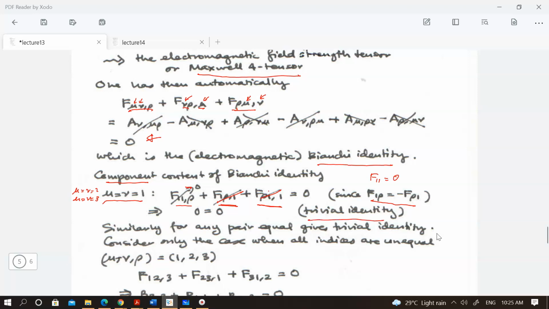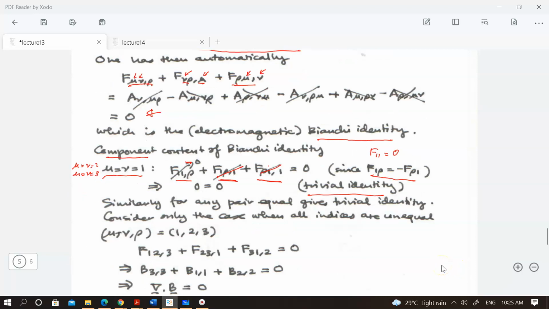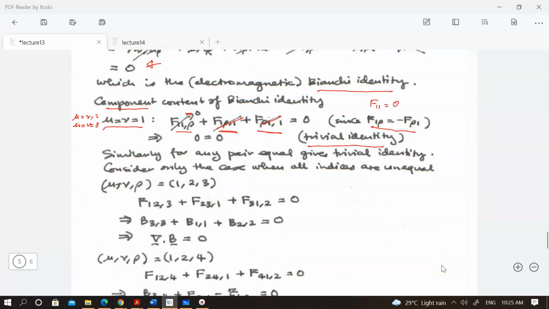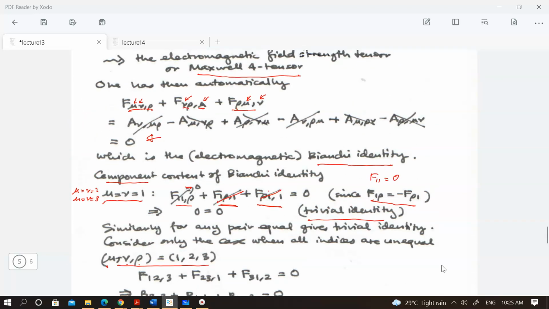The one that is more interesting is to consider the case when they are different. So for example, mu equals 1, nu equals 2, rho equals 3. Let's put that into the Bianchi identity above. Just replace your mu, nu, and rho here.